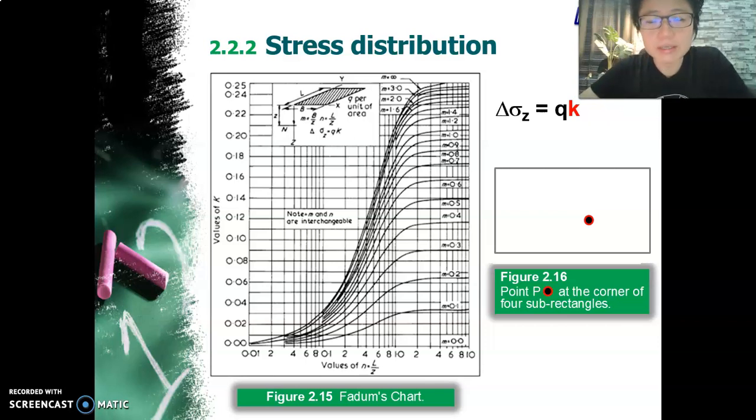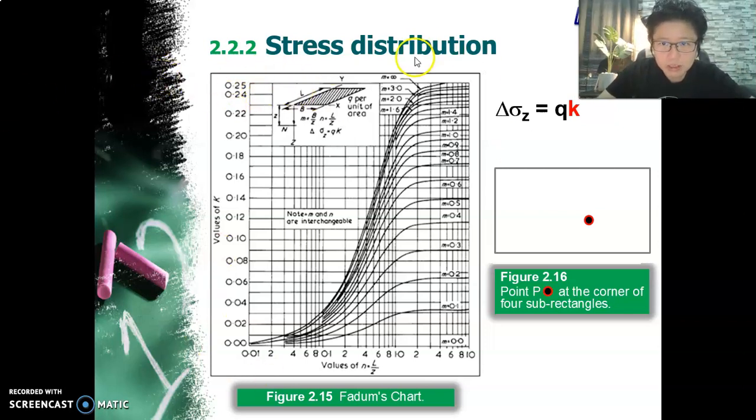Hello again. Right, let's continue. This is Fedham's method to estimate the stress increase at a certain depth. So Fedham has taken the Boussinesq method and made it applicable for an area instead of a single point load. But the principle behind it is still from a point load. Right, let's look at it.